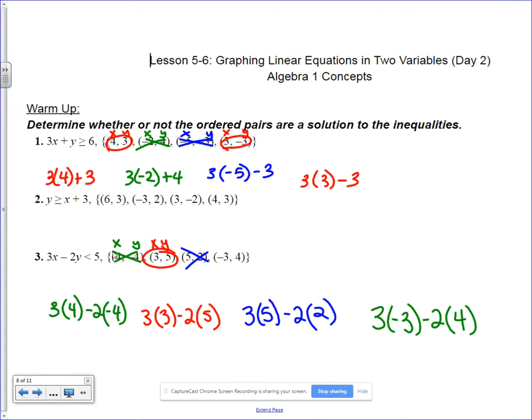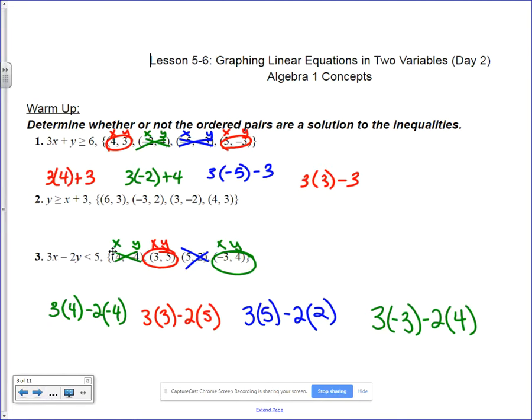Hold on a second, Braden. Okay, is -17 less than 5? Okay, so there we are. Everybody good with all of those working? Yes? Okay, let me show you what this looks like on Desmos.